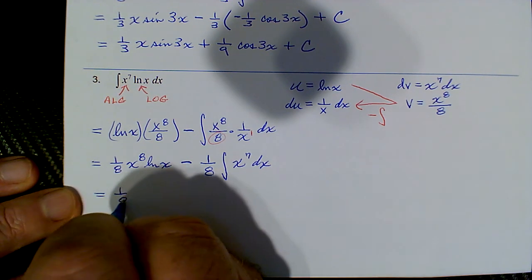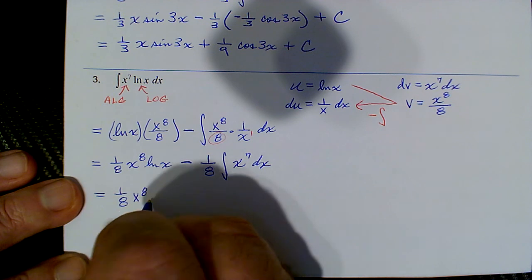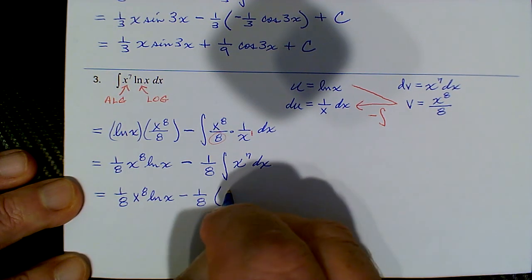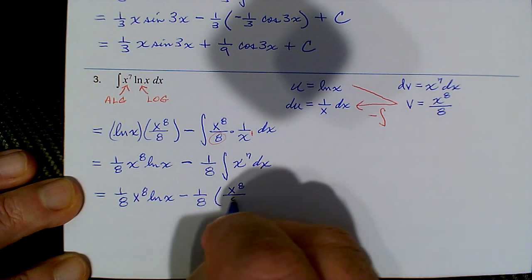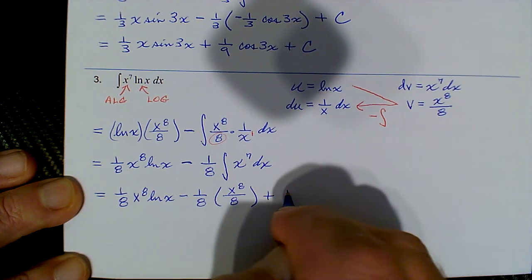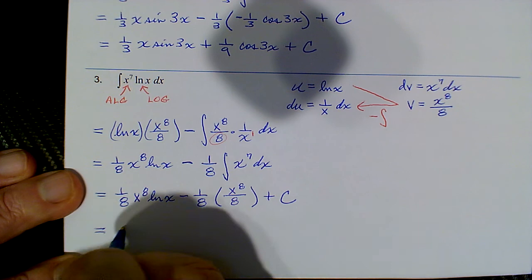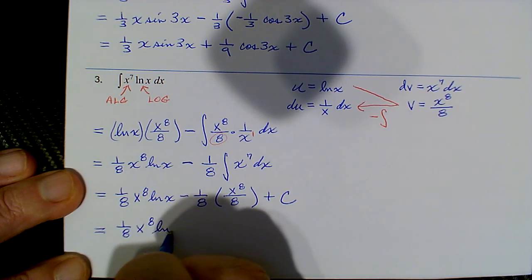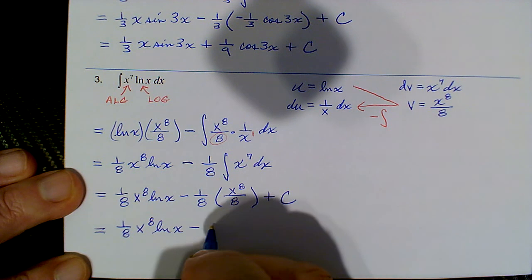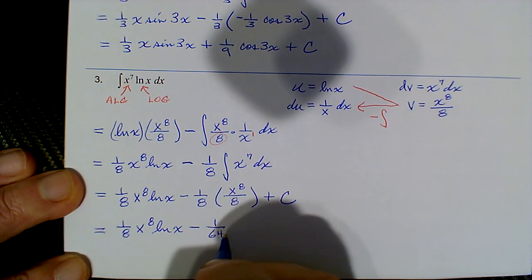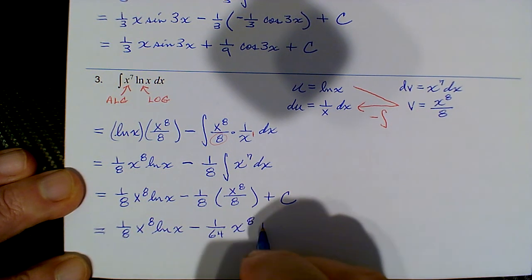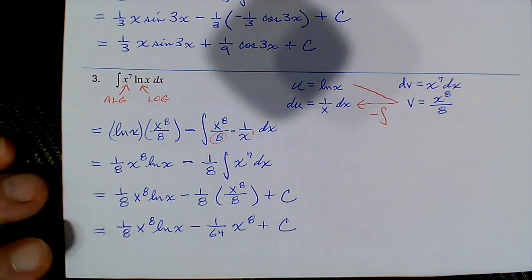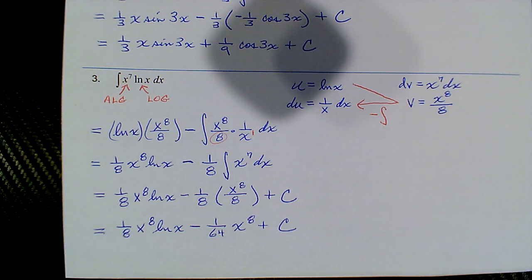So we integrate. First term is done again. Just recopy. Second term, integrating x to the 7th. Get x to the 8th over 8. Add our constant of integration at that point. Recopy the first term. And multiply the 2 8s together. We get 1 over 64. And that's x to the 8th. Plus our constant. And again, factorizations can be done, but we're not going to be concerned with that.